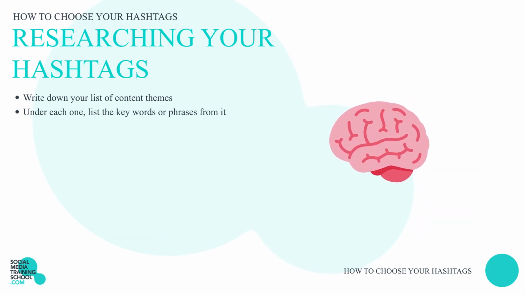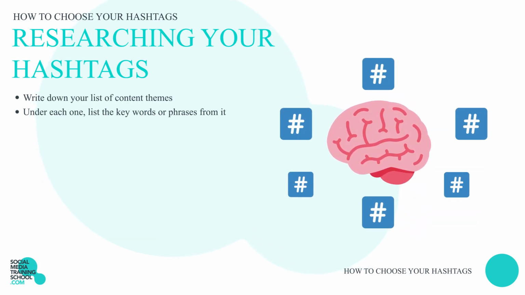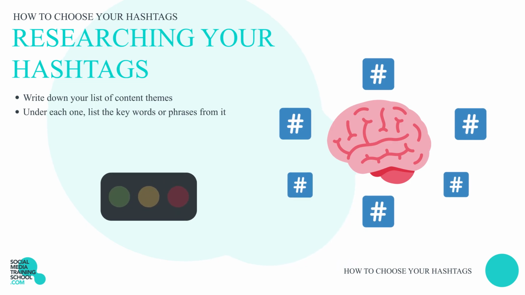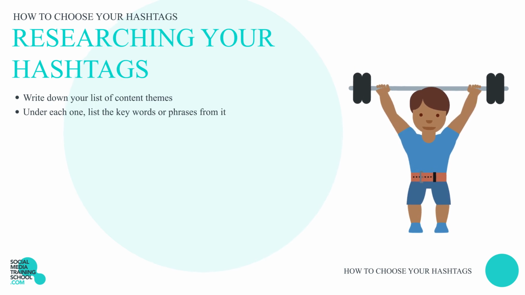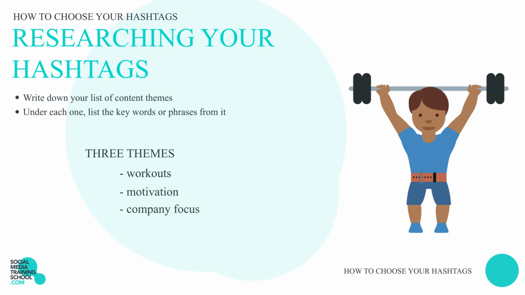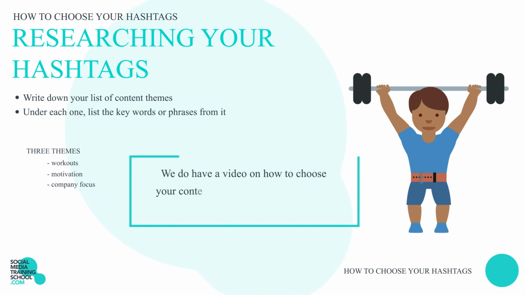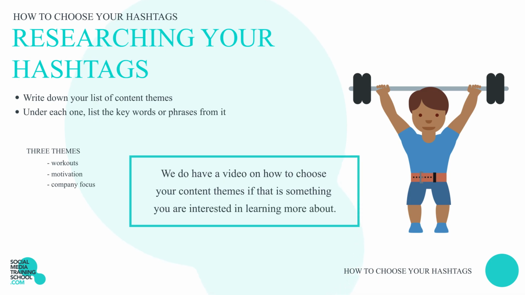To research your hashtags, start by brainstorming all the things you're likely to talk about on Instagram. If you have content themes, this is a great place to start. A content theme, sometimes known as a content pillar, is where you break your content up into the main topics you will cover. For example, a fitness brand might have 3 themes: workouts, motivation, and company focus. We do have a video on how to choose your content themes if that's something you're interested in learning more about.